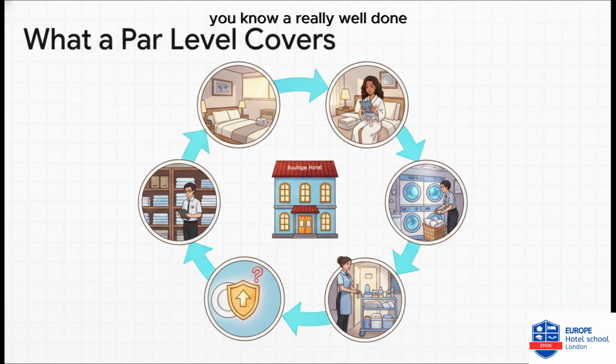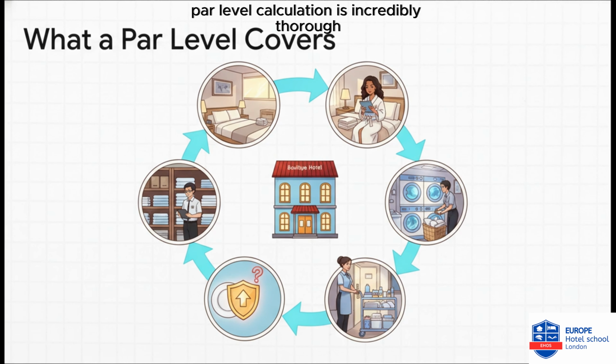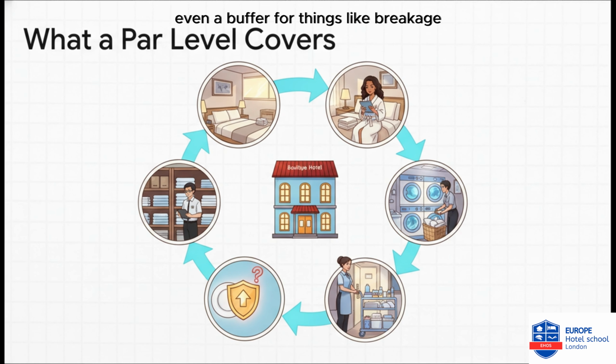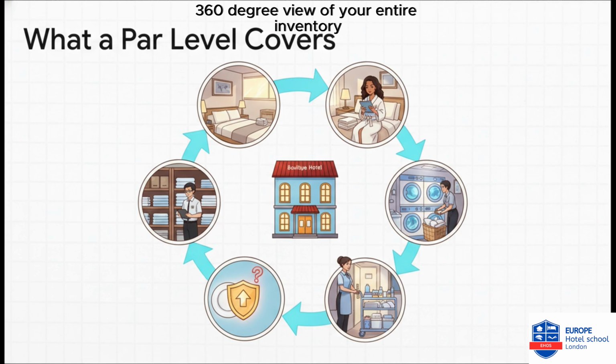You know, a really well-done PAR level calculation is incredibly thorough. It's not just about what you can see on the shelf. Not even close. It has to account for items in the guest rooms, items being washed, items on a housekeeping cart, and even a buffer for things like breakage and a safety stock for those unexpectedly busy weekends. It's a complete 360-degree view of your entire inventory.